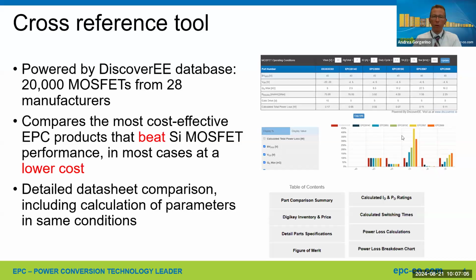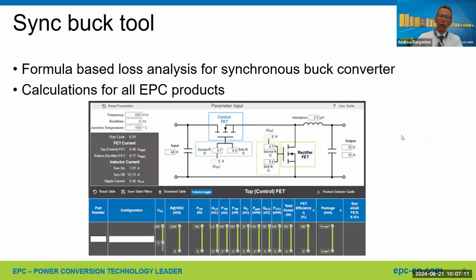So once you have this first level recommendation, what you can do, we have another tool on the website, which is a very simple tool. It's a synchronous buck tool. This is also based, very similar to the previous one, on formulas from the datasheet, right? So this is very common in industry. There's various flavors of it, but basically it's the same idea. You take the datasheet tables and figures, and there's a set of formulas so you can calculate losses.